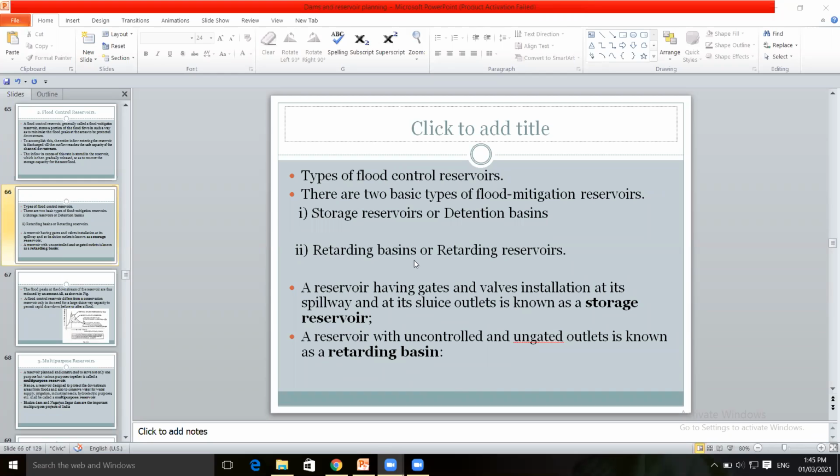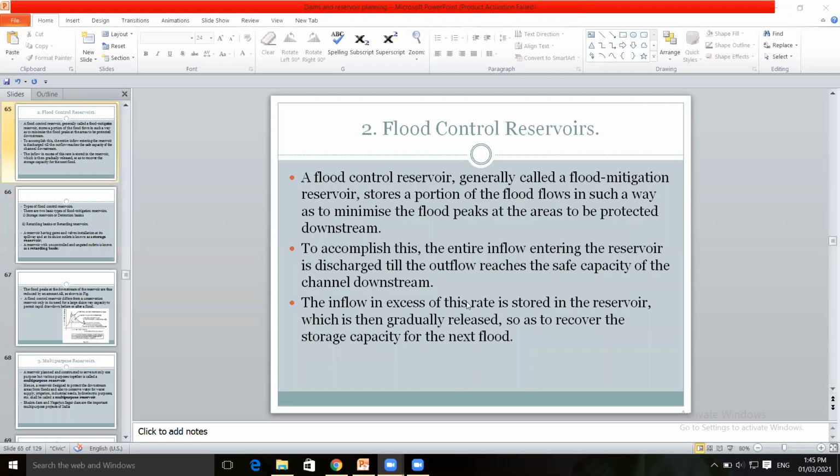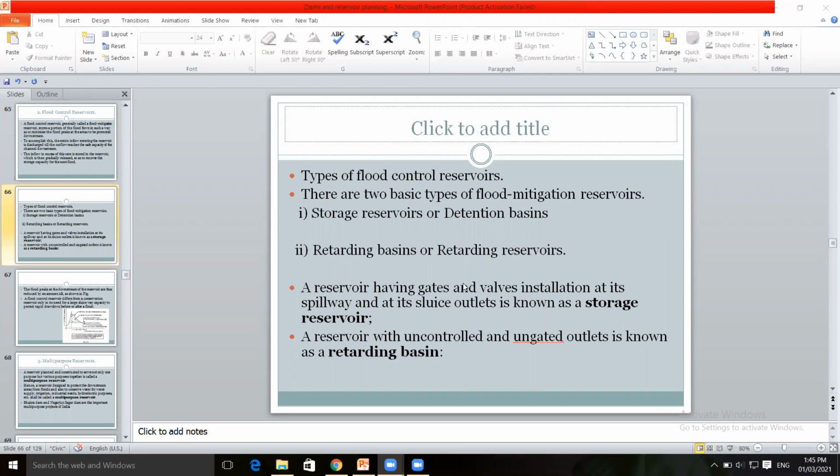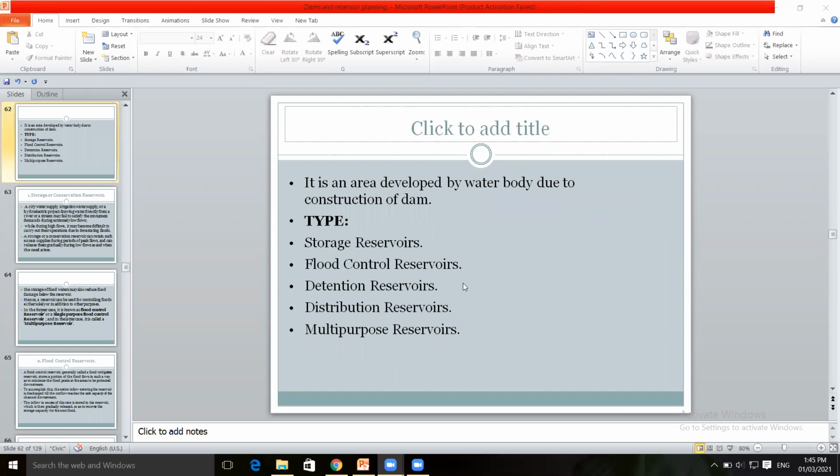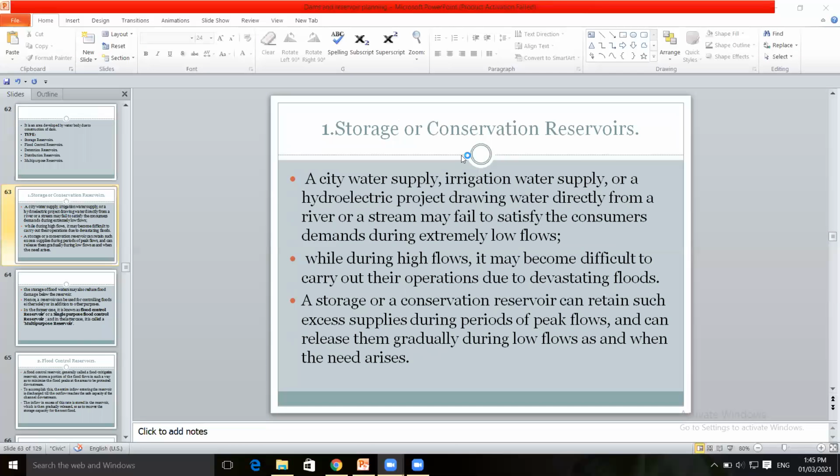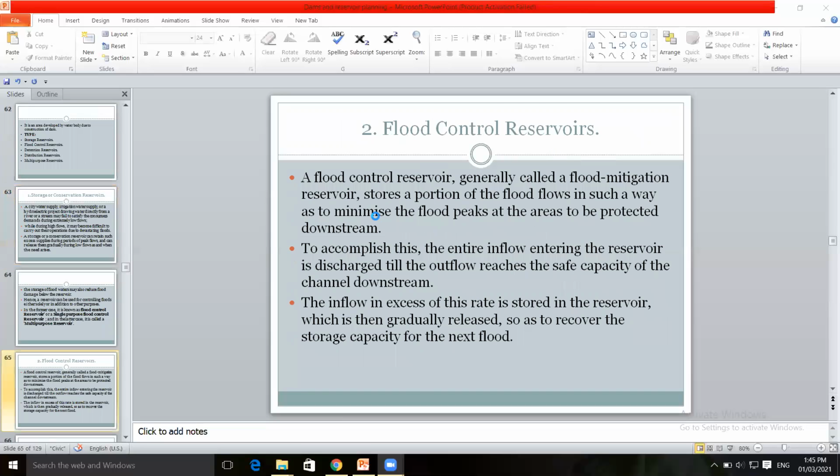Any doubt in this? Flood control reservoir and storage reservoir. Difference कळाला? Storage or conservation reservoir is different and flood control reservoir is different.